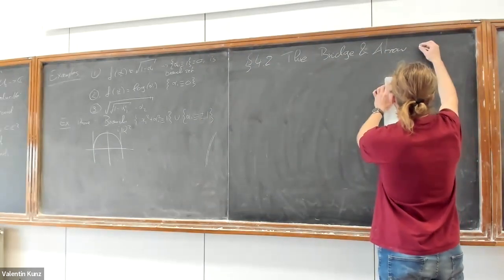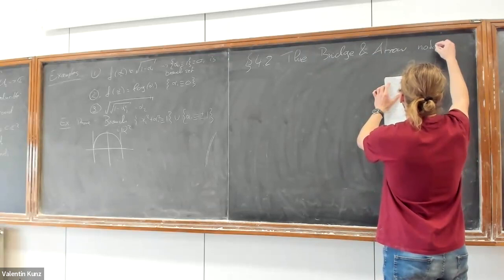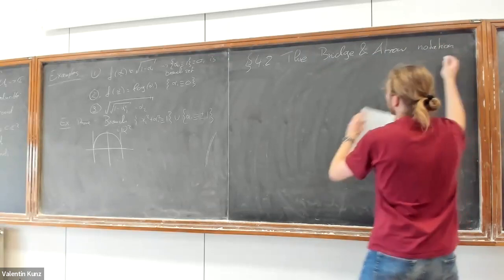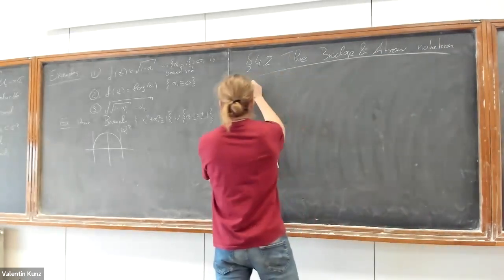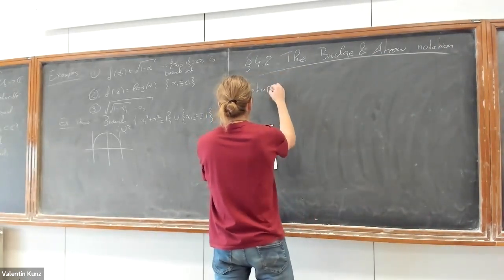So the grid and arrow. Okay. Okay, so what are we considering?